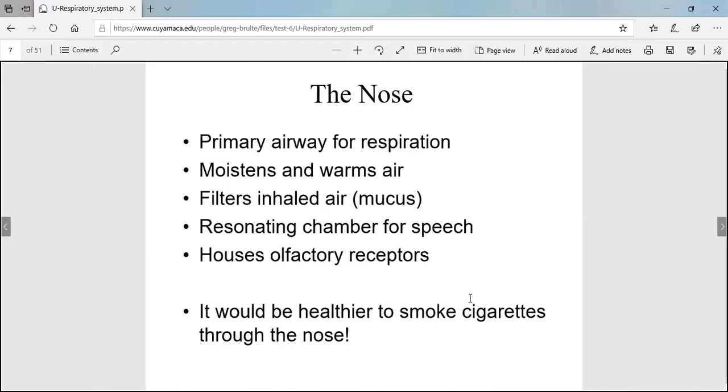So the nose is a primary airway for respiration. It moistens and warms the air, filters the air. You've got mucus. There's also hairs right at the beginning of the external nares. It's a resonating chamber for speech and houses the olfactory receptors. Don't smoke cigarettes through your nose. I don't know why we put this on there. I guess we were thinking, well, you do have more filtering capacity with the hair right at the openings and then the mucus. But no, you can get nasopharyngeal carcinoma too. That's bad. You don't want that.